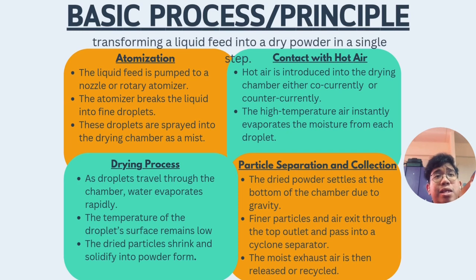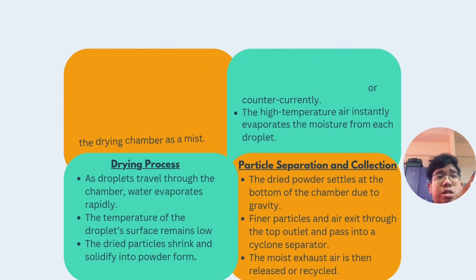And lastly, particle separation and collection. The dry powder settles at the bottom of the chamber due to gravity. Next, fine particles and air exit through the top outlet and pass into the cyclone separator. Lastly, the moist exhaust air is then released or recycled.